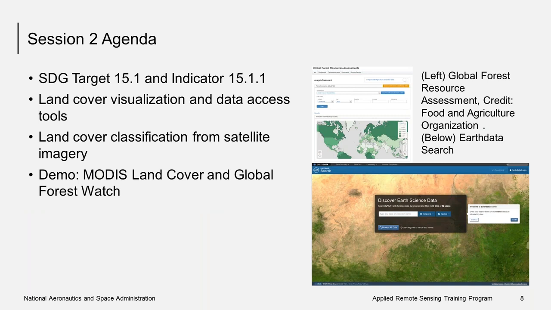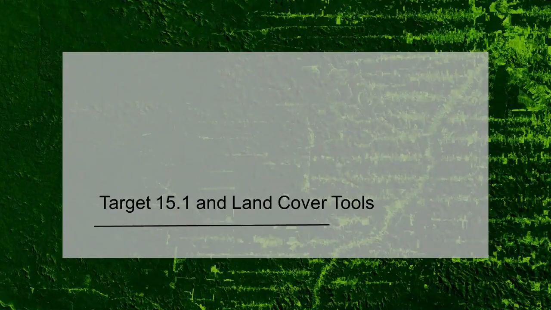Our agenda today includes discussing SDG Target 15.1 and Indicator 15.1.1. I will then discuss some existing land cover data that you can access, as well as how to access them. Then I will discuss different methods to create a land cover classification from satellite imagery. Lastly, Amber McCullum will demonstrate how to access and visualize MODIS land cover data. So first, I'll discuss Target 15.1, followed by available land cover data and tools.